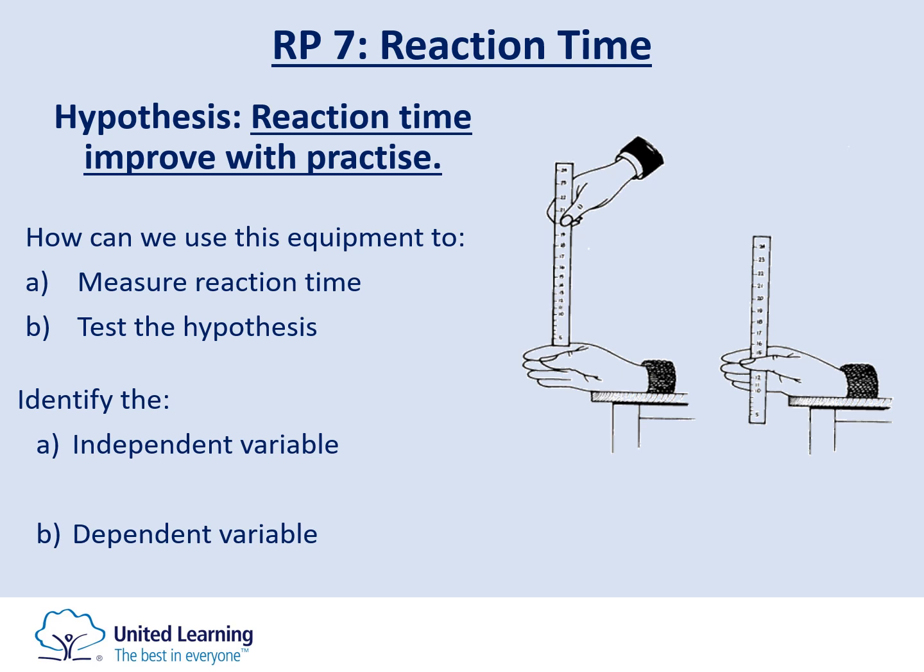For this on an exam question, you would be asked to identify the independent, dependent, and control variables. So reminding you that the independent variable is the thing that we are going to change, the dependent variable is what we are going to measure, and the control variable is what we're going to keep the same. Have a think now if you can identify what the independent, dependent, and control variables are. Pause the video here to have a think if you need to.